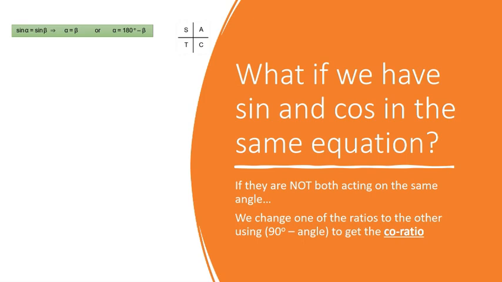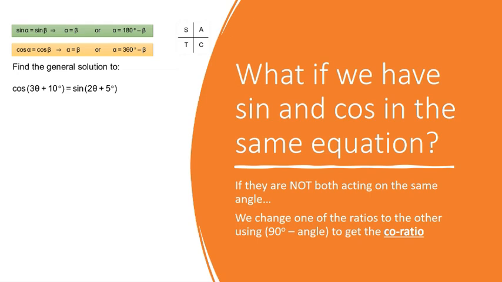So when we drop the signs, if we've got sine of something equals sine of something else, remember there are two cases. Likewise, if we've got cos of alpha equals cos of beta, there are two cases. Either alpha is beta or alpha is 360 minus beta, because remember that cos of 360 minus beta is the same as cos of beta.